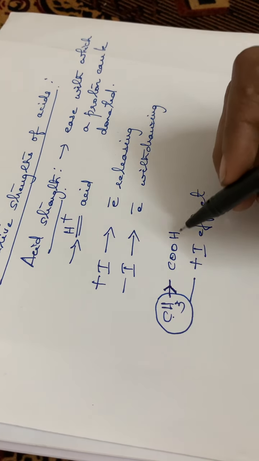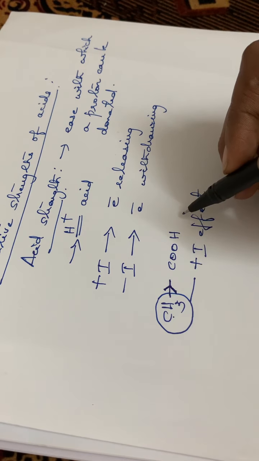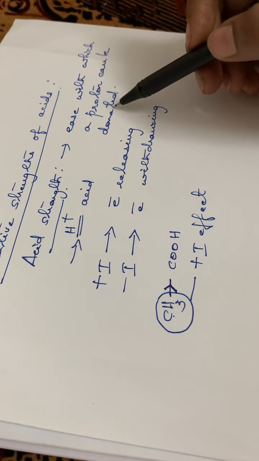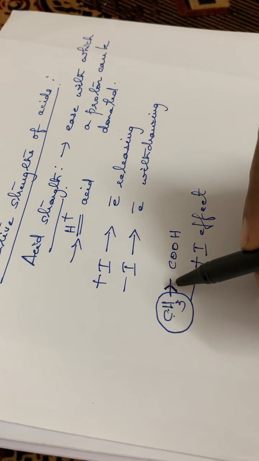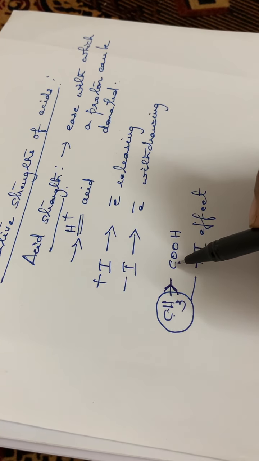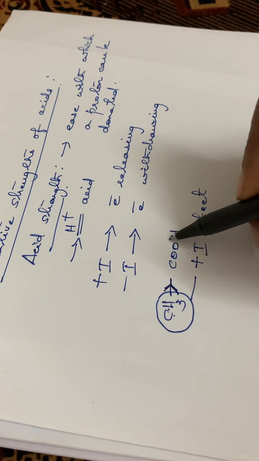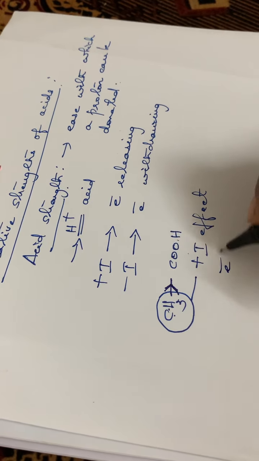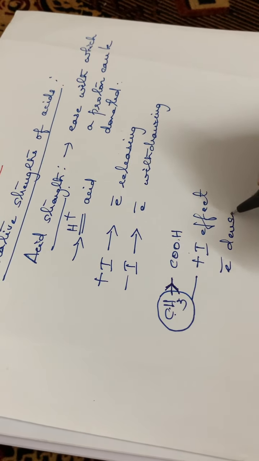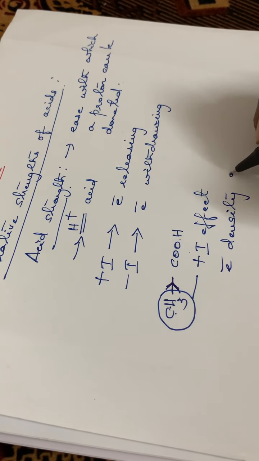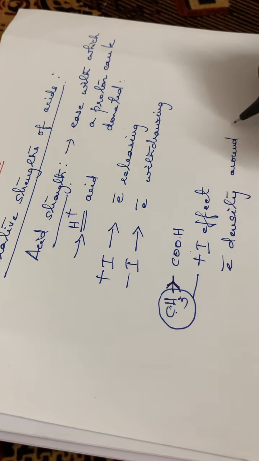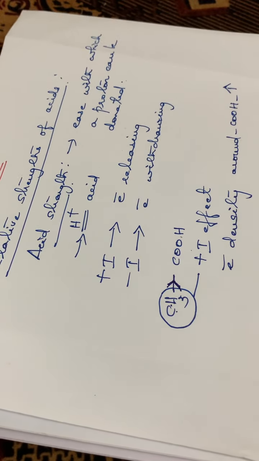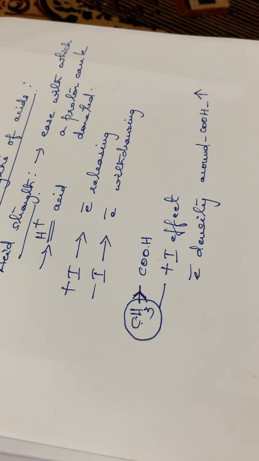So what happens is that acid strength means the ease with which a proton can be donated. While these electrons are released towards the COOH group, the electron density around the COOH group will be increasing, isn't it? Electron density around the COOH group will be increasing.